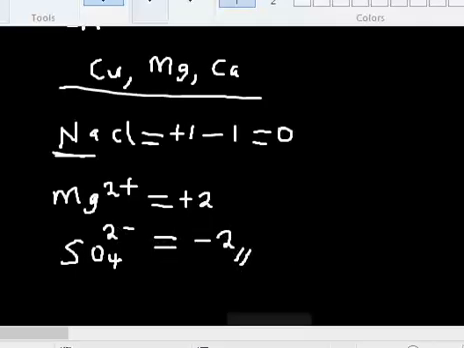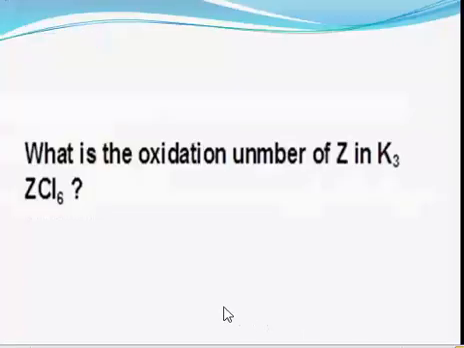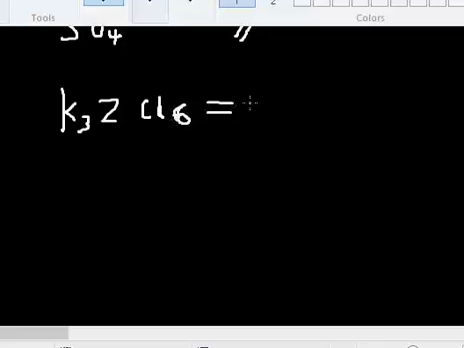I think there are some questions we could solve. Here we go. The question goes: what is the oxidation number of Z in K3ZCl6? Z is an unknown atom, so how do I get its oxidation number? This is a compound, so applying rule number 2, the algebraic sum of the oxidation numbers of all the atoms in the compound should be equal to 0.